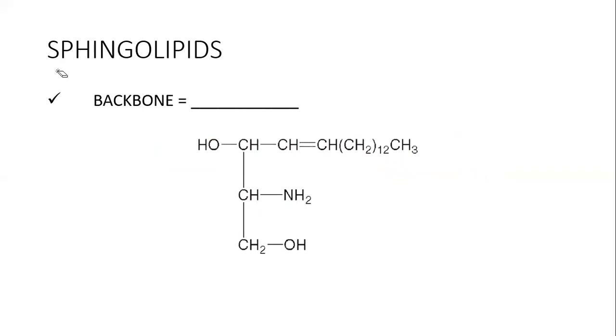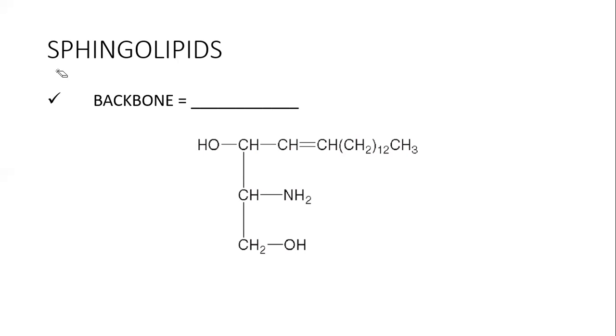Next, we are now done with saponifiable lipids that contain a glycerol structure. So now let us proceed with those saponifiable lipids naman that do not possess a glycerol group or glycerol molecule. So we have two examples for this. We have the sphingolipids and the waxes.